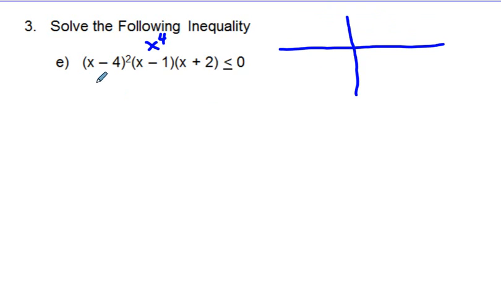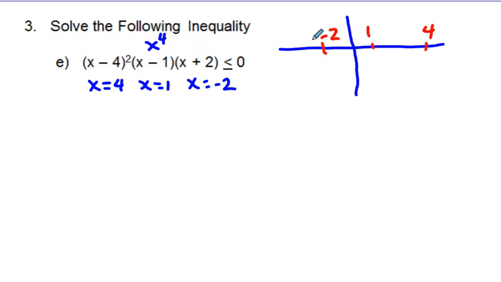Let's go find our zeros. x is equal to 4, solving this for 4. x is equal to 2, and x is equal to negative 2. And we can go mark our values. So negative 2, 2, and 4.